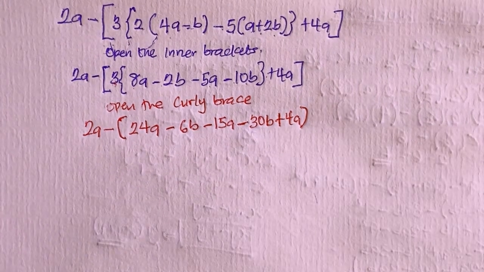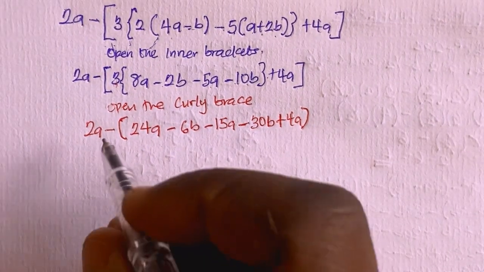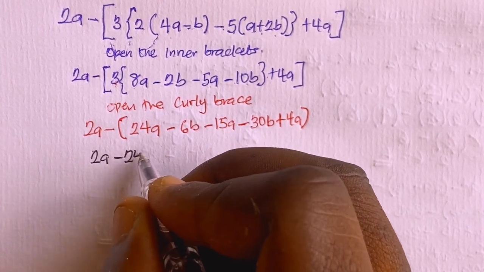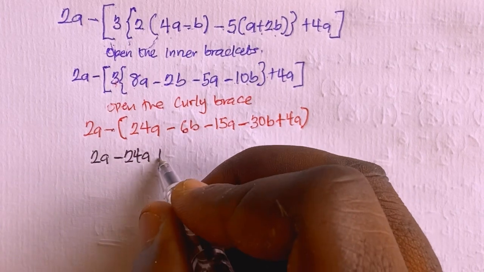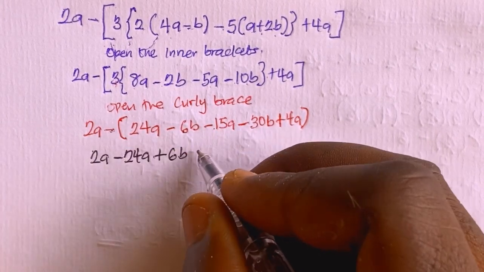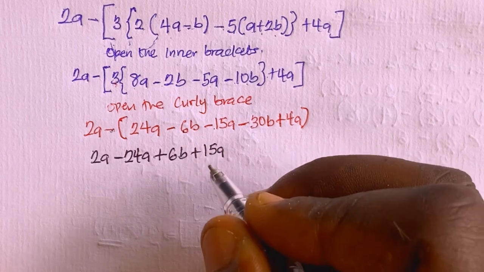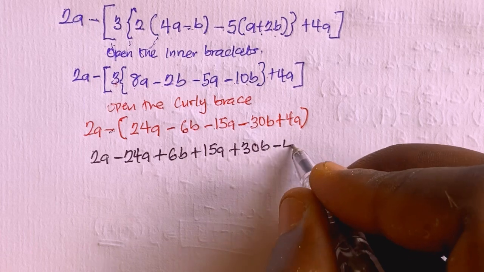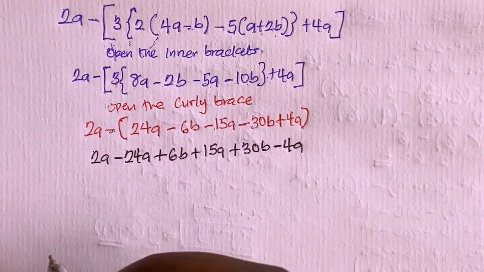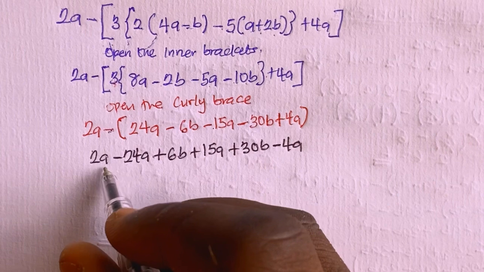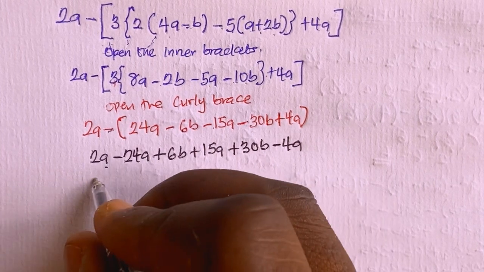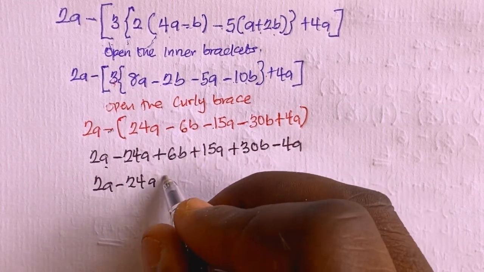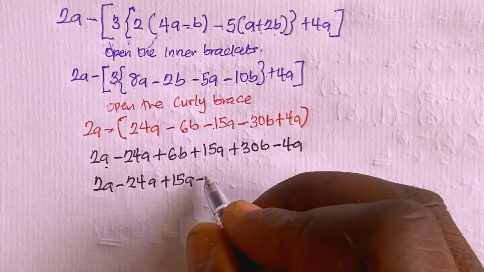Then after that, the next thing I'm going to do here is that I will go ahead and use this minus to open the brackets. So that I'm going to have 2a, then minus 24a. Then after that, minus this multiplied is actually plus 6b. Then this multiplied is actually plus 15a. Then after that, I'm going to have this multiplied is actually plus 30b, then minus 4a. So after that, the next thing is that I will try and pack those that have a together. Then I'm going to have 2a minus 24a, right? Then the next thing I'm having is plus 15a. And after that, I'm going to have minus 4a.